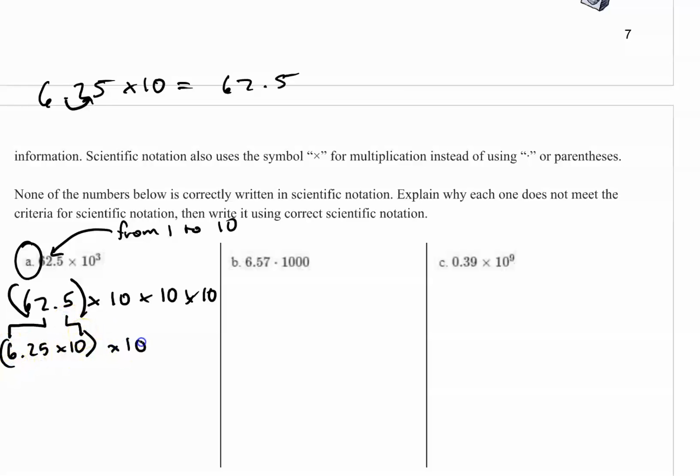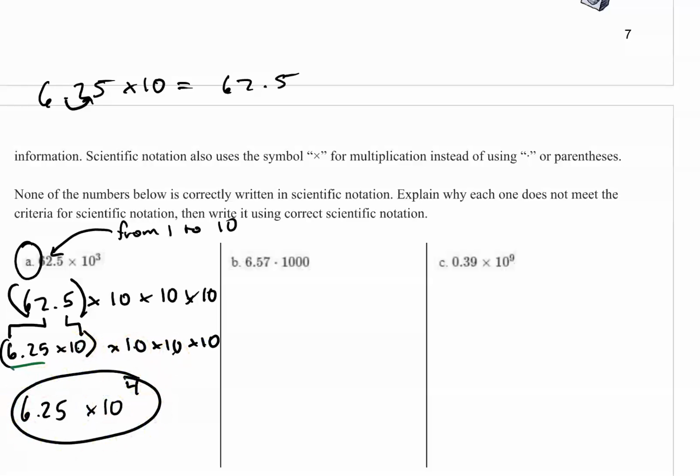So I can actually replace 62.5 with 6.25 times 10, and then I still have these 3 times 10s. And I did that because this number is now from 1 to 10. So 62.5 becomes 6.25 times 10. And here's my answer: 6.25 times 10, and there's 1, 2, 3, 4. There's now 4 10s.